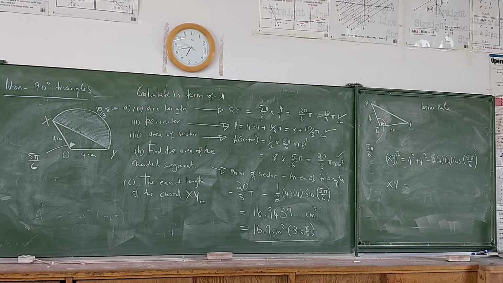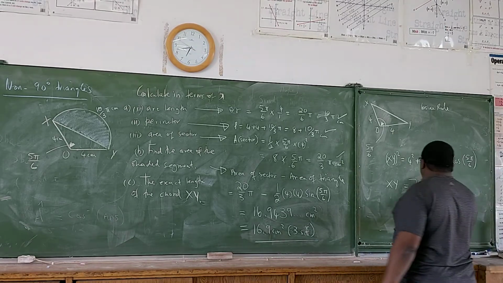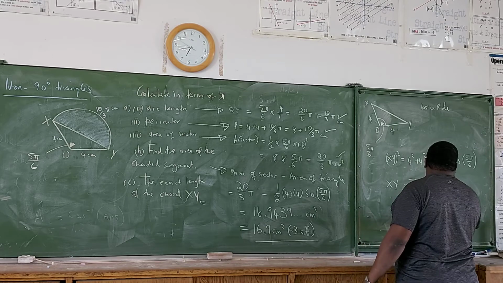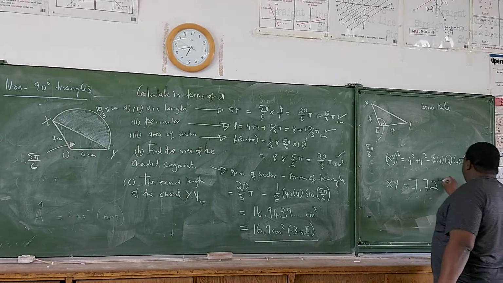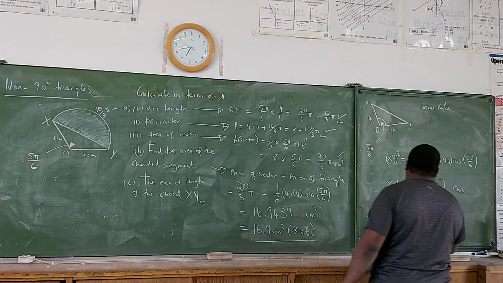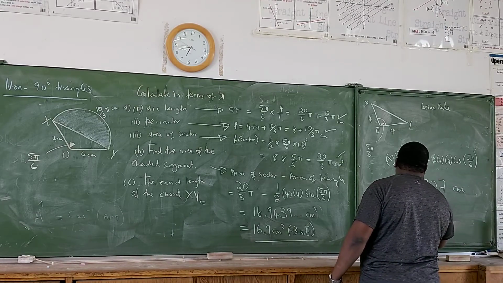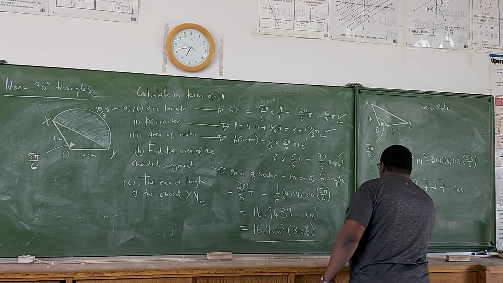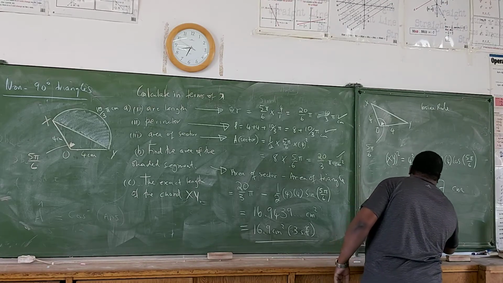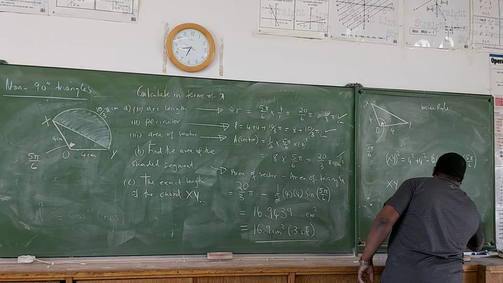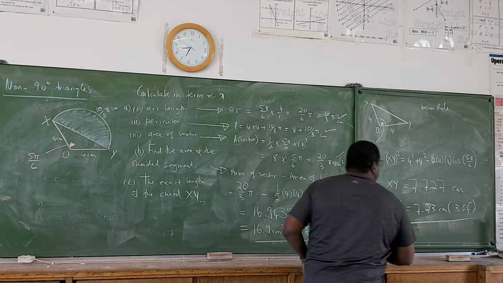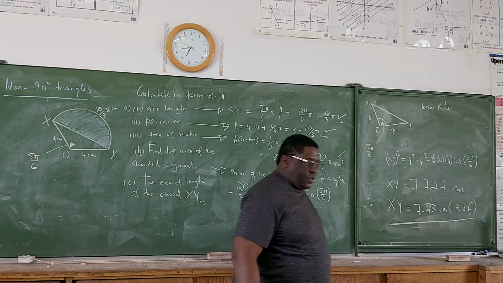You get 7.72. Now, listen, this is a distance, so we are supposed to give it to 3 significant figures. Therefore, XY equals 7.73 centimeters, correct? 3 significant figures. That makes sense?